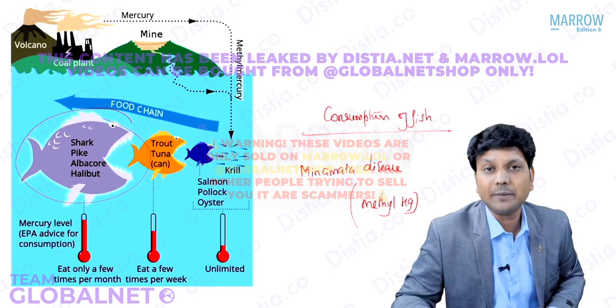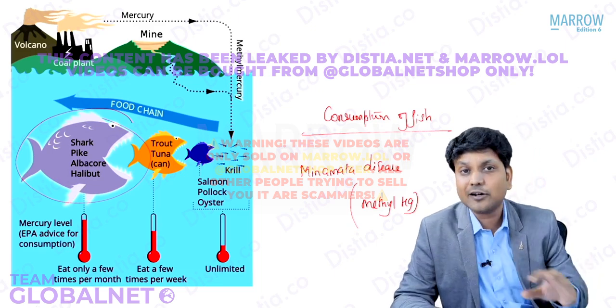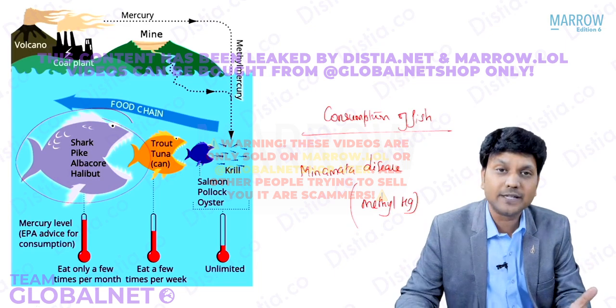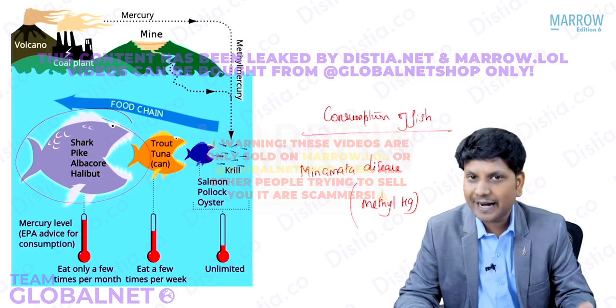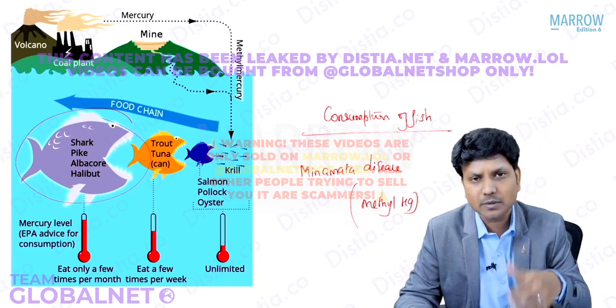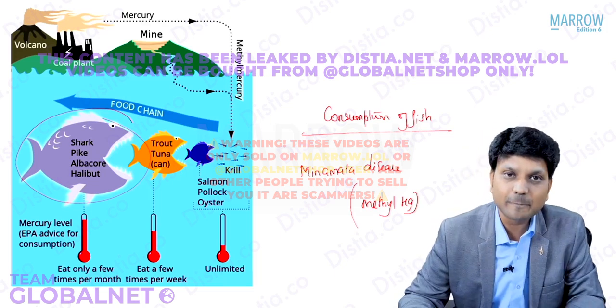I also told you that organic mercury is lipid soluble. It can easily cross the blood-brain barrier. These patients will present with CNS disturbances. The patient can present with ataxia, tremors, and convulsions. Okay.